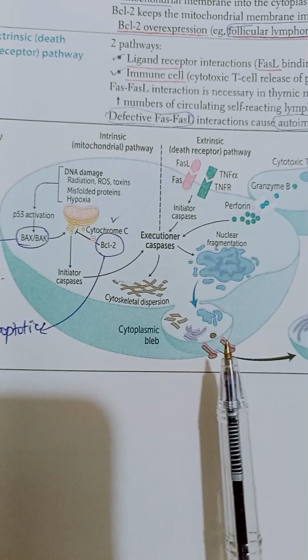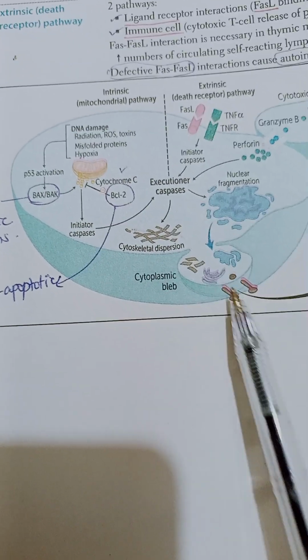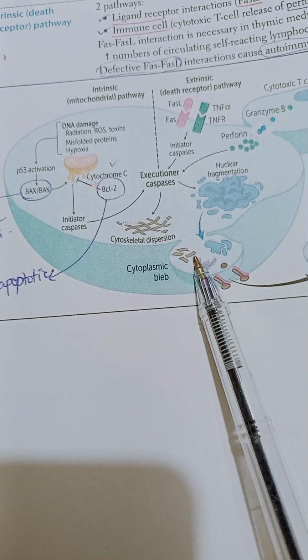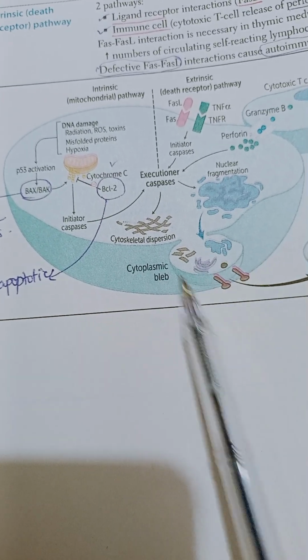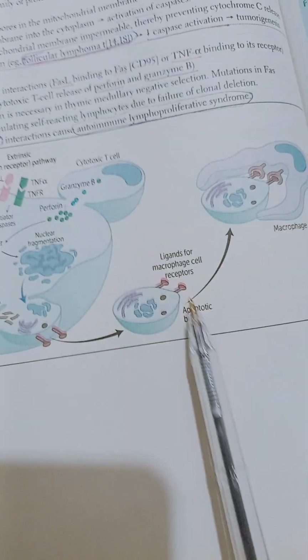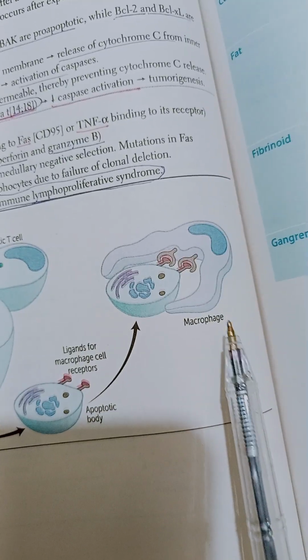Now, cell fragmentation and nuclear fragmentation start occurring, and then it forms packets of the degraded proteins and enzymes, and it packs all of this into a form called an apoptotic body, which then gets phagocytosed by the macrophage.